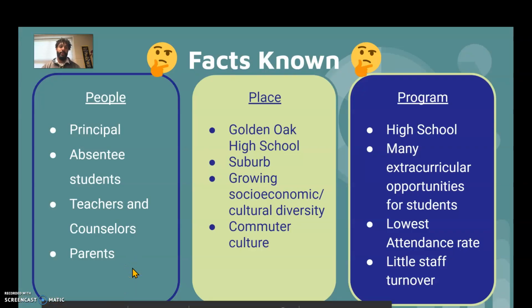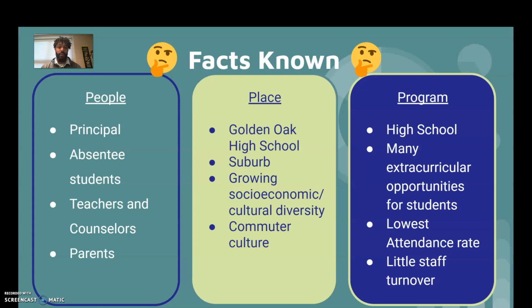Things that we do know about: people include myself, a first-year principal in this building, coming in and having the ability to make change. We also have the 5 students identified with their absenteeism, as well as the parents who are involved in some of those situations that are contributing to the absenteeism, as well as the teachers and counselors who are identified in the situation generally that are also contributing to the lack of attendance from some of these students.